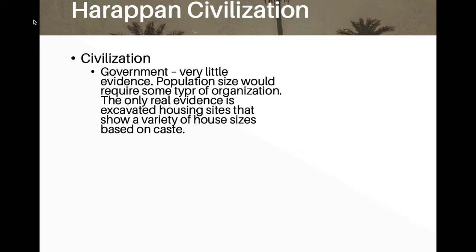And this obviously would be based on the caste system that had developed. There was a primitive caste system. We'll talk about that in a second. So the rulers would have had larger dwellings, but in regards to government, there just didn't seem to be, there's not much evidence of a very structured government.